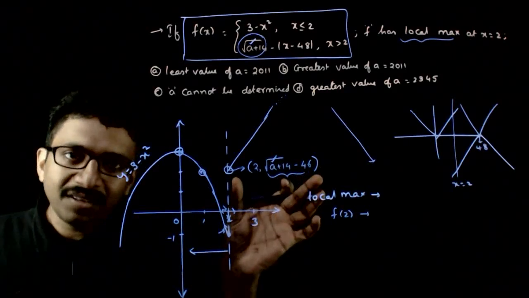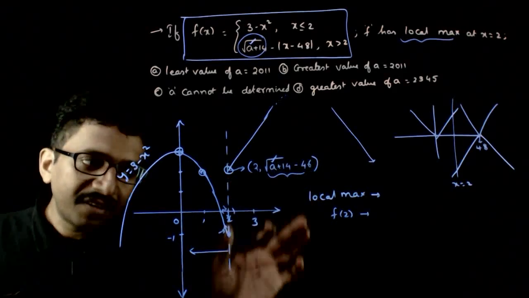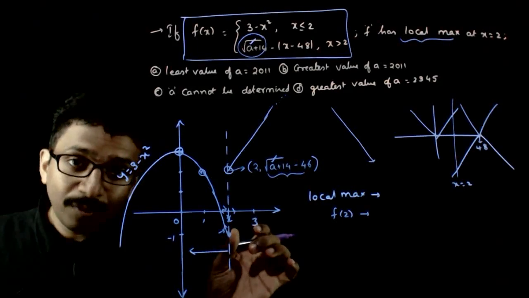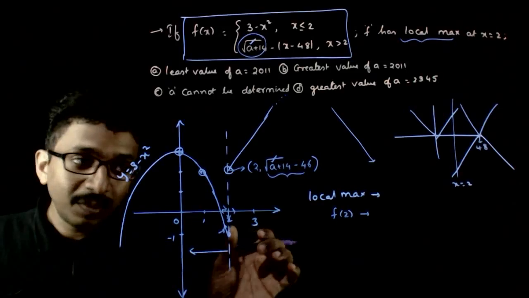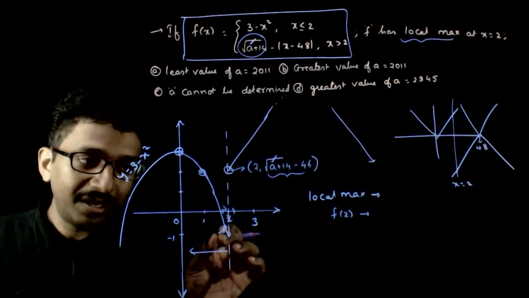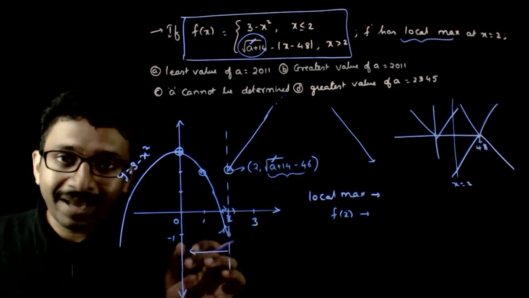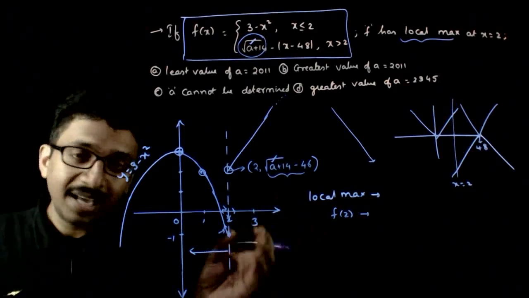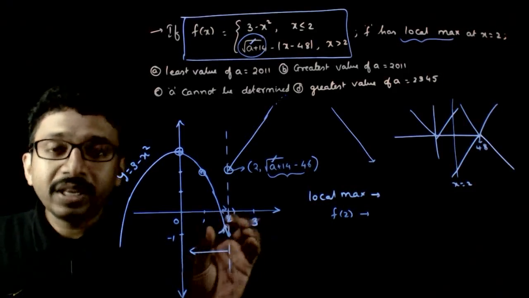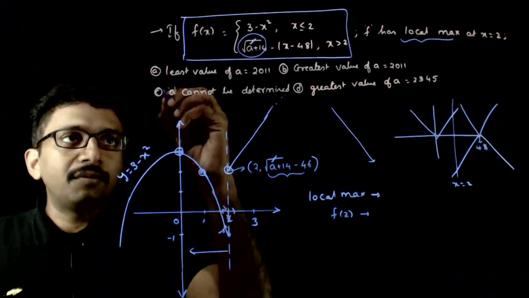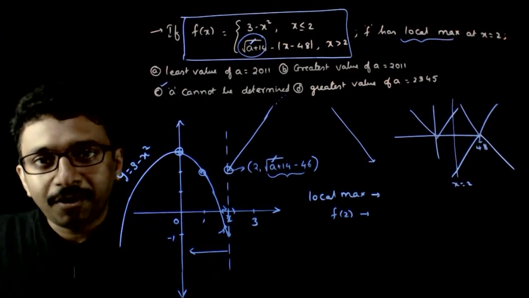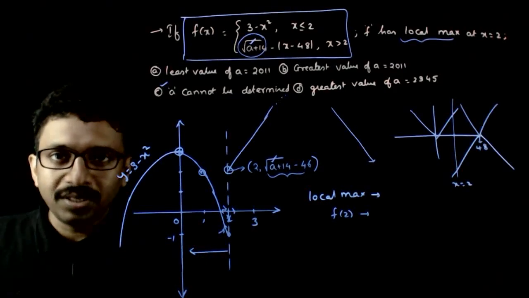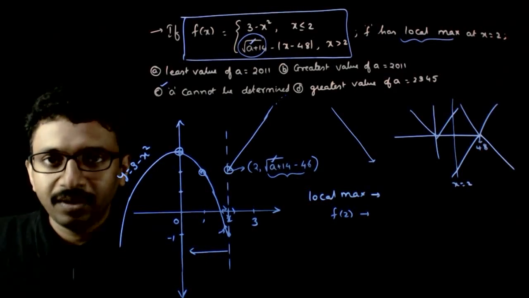If the value of a is small, this graph can come down. So f of 2 might be the maxima in the right neighborhood, but in the left neighborhood f of 2 cannot be the maxima. So if f of 2 has to be the local maxima, it has to be the maxima in both the neighborhoods. So the answer is a cannot be determined. You cannot have any value of a for which f of 2 is the local maxima.